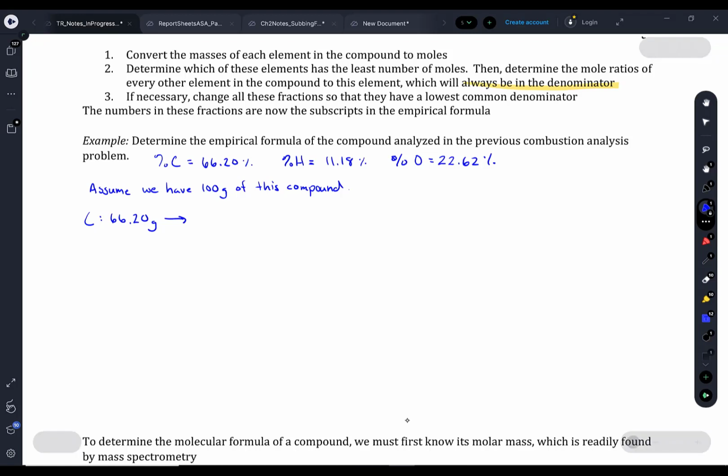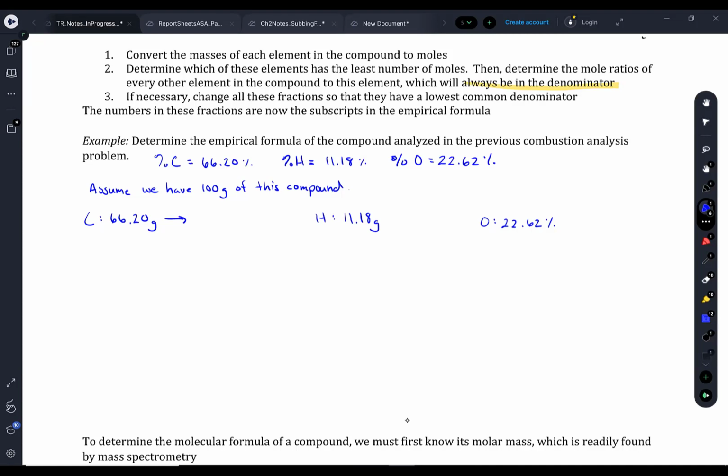For hydrogen, I have 11.18 grams. And oxygen, I have 22.62 grams. Be careful that you don't think that O is a 0. And I need to convert those, as it says in problem 1, to moles. Good.